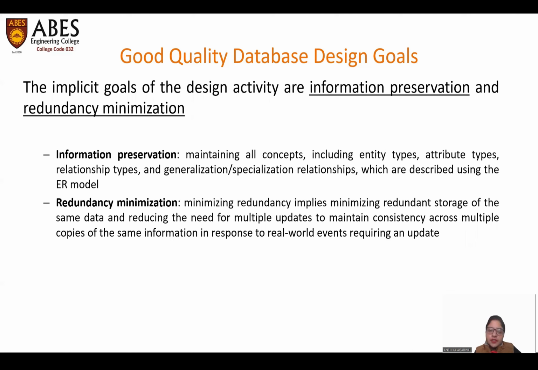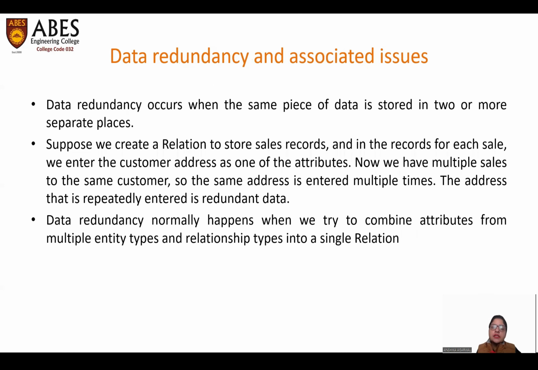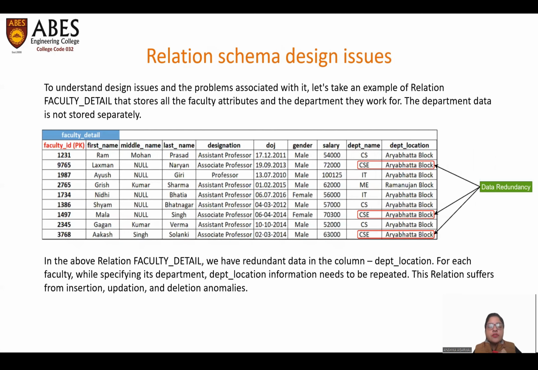Okay, what is redundancy? If information is repeating, if the same kind of information is stored multiple times, then it is redundancy and we have to minimize it. Why do we need to minimize it? Because data redundancy is associated with various issues. We have three types of issues, that is insertion, updation, and deletion anomaly. What are insertion, updation, and deletion anomalies?